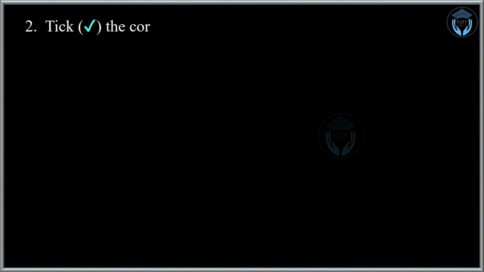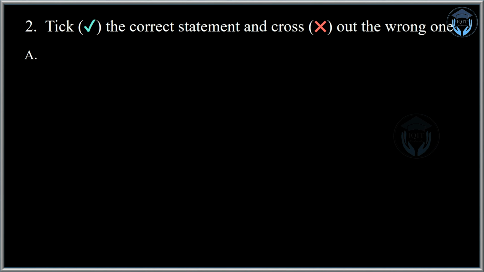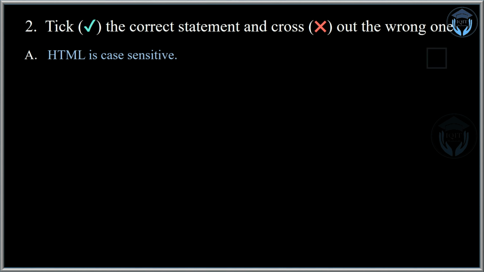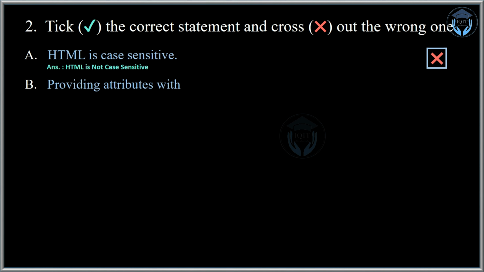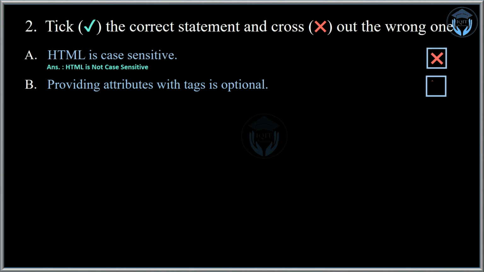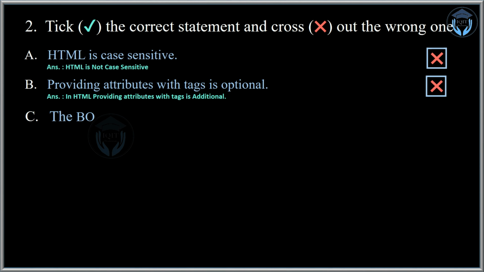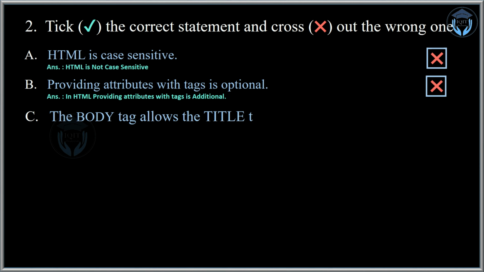2. Tick the correct statement and cross out the wrong one. A. HTML is case sensitive. Answer, cross. B. Providing attributes with tags is optional. Answer, cross. C. The body tag allows the title tag to be used. Answer, cross.